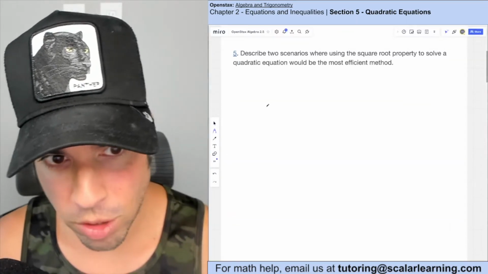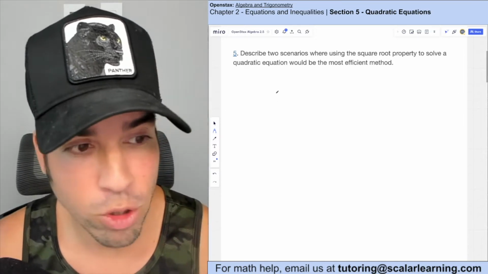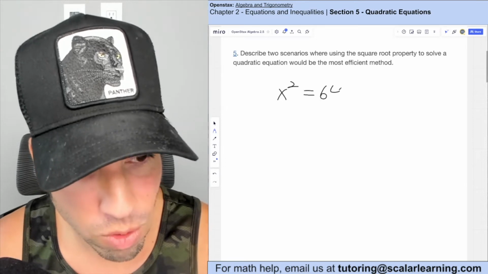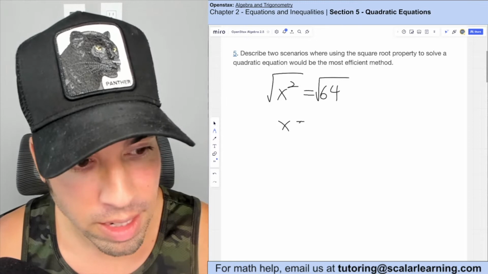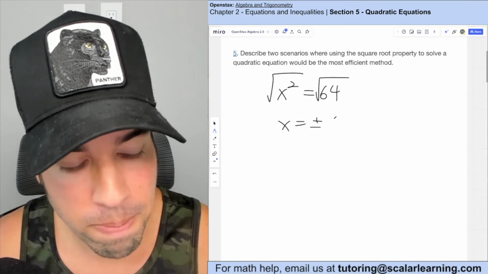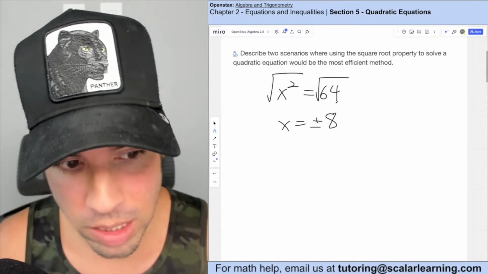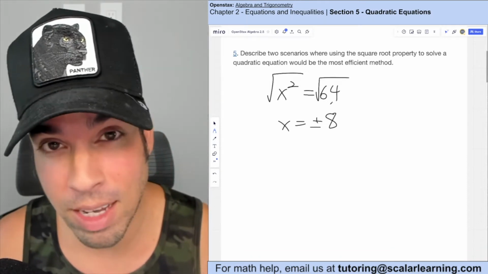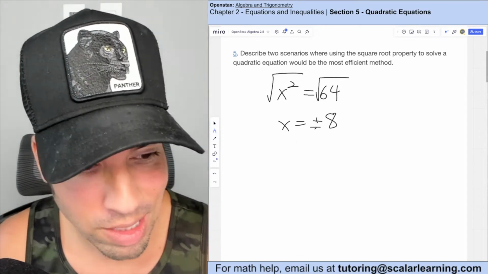Describe two scenarios where using the square root property to solve a quadratic equation would be the most efficient method. So the first would be if we simply had x squared equals 64. In this case, I can just take the square root of both sides and get x equals plus or minus 8. Don't forget, when we're solving in an equation context, we need to acknowledge that the square root of 64 is both positive and negative 8, because both, when multiplied by themselves, gives 64.